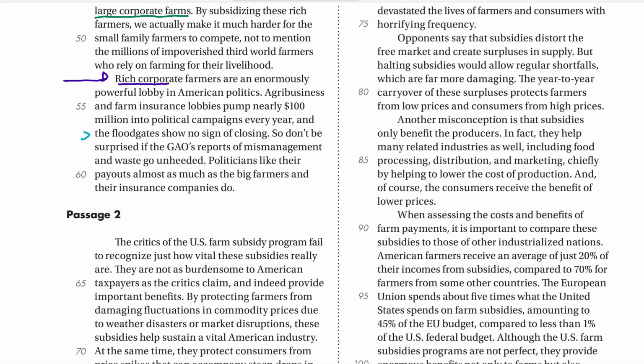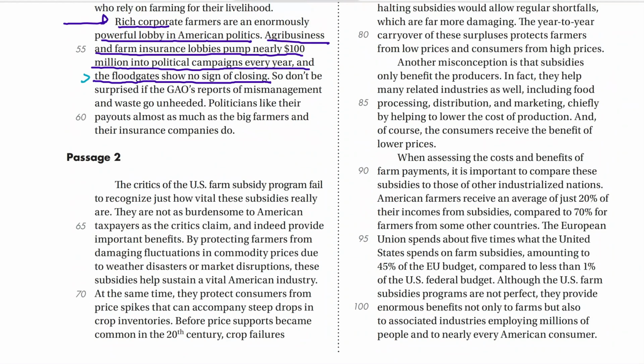Rich corporate farmers are an enormously powerful lobby in American politics. Okay. Agribusiness and farm insurance lobbies pump nearly 100 million into political campaigns every year. And floodgates show no sign of closing, so don't be surprised if the GAO... That's fine. Up till 53, up till 55. We are done with this one. So that's fine. So what do you think? What we have read here?